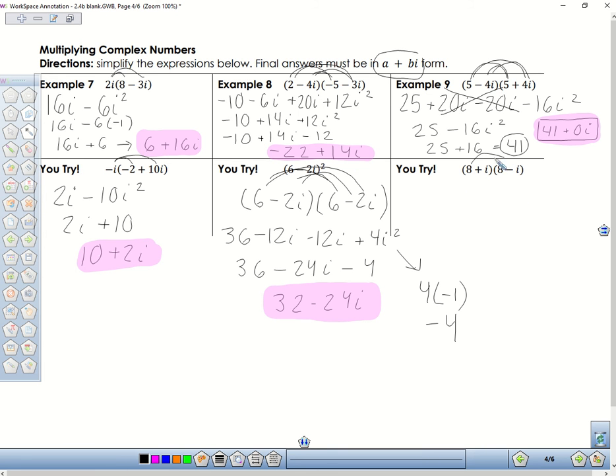And then lastly, I'm just going to do this one quickly because it's a you-try. So this is 64 minus 8i plus 8i minus i squared. These cancel. I'm left with 64 minus negative 1, which becomes plus, so this is just 65. And if we have to technically write it in standard form, that's 65 plus 0i.